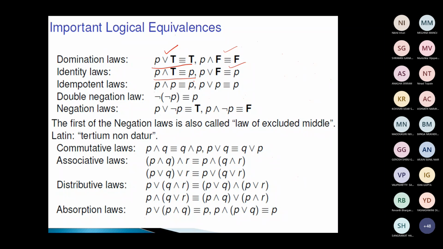And idempotent laws. Idempotent means, you know, what do you mean by idempotent? If x square is equal to x, then x is called an idempotent element. So here, instead of x square, we use P, and P and P is always P. P or P is always P. So here multiplication is the operation. So here intersection and here union. Or I can say here and, or are the operations. So these two operations also satisfy this. Okay, so idempotent law. This is a double negation law.